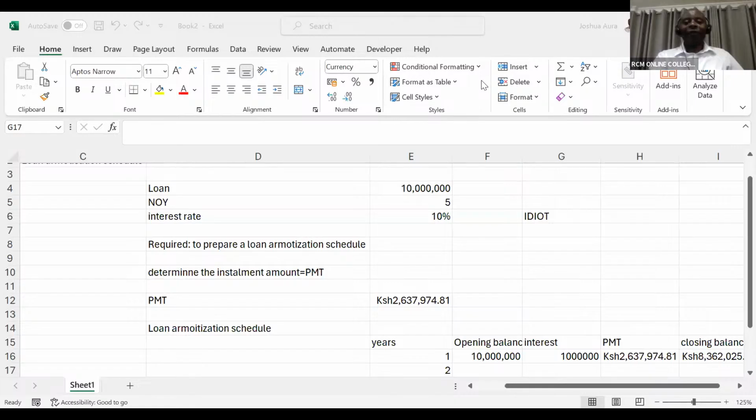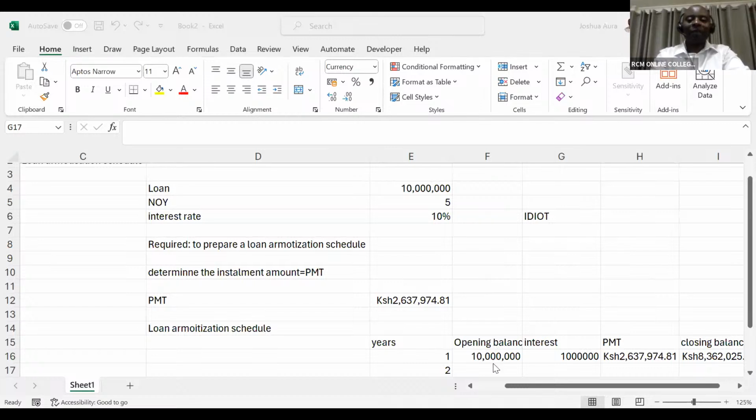Is F4 same as Shift 4? No, Christine. F4 is one of those function keys which are up there. If your F4 is not working directly, it means you press Function first, and then you press F4, like that.